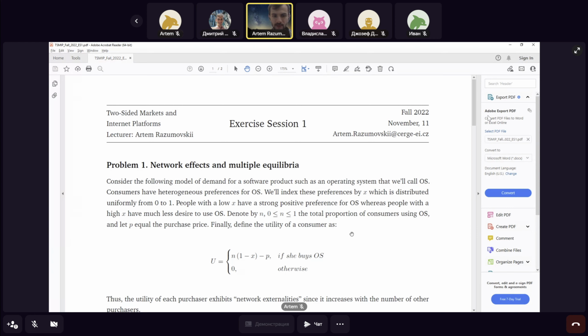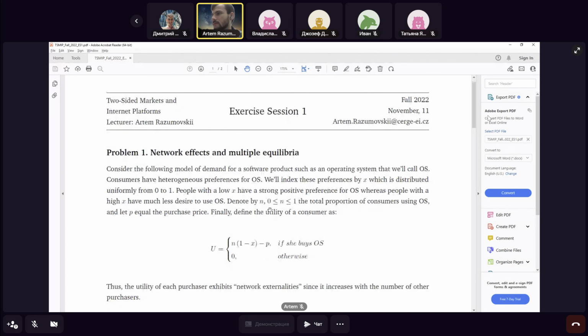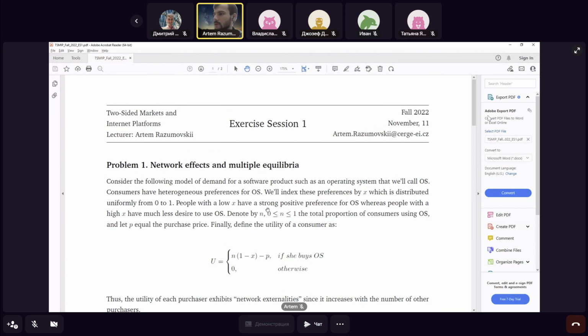Let's start. I sent you the setup to your group emails, so you can probably download it and open it on your laptops as well. Today we will discuss mostly two problems and then the extension from the lectures. Let's start from the first one.